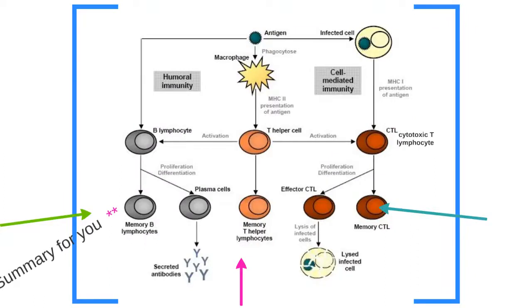And here is a quick summary. You'll see the antigen in the center. We have an infected cell, which means that antigen has gotten into a cell. And if we look down the hill, we'll see that's where the T cells are going to be involved. We have the macrophage also activated.